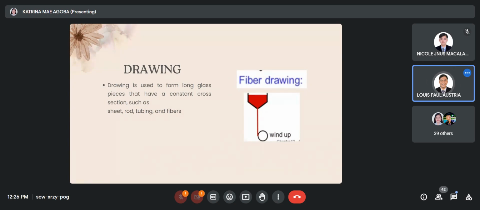Lastly, drawing. Drawing is used to form long glass pieces that have a constant cross-section such as sheet, rod, tubing, and fibers. Next.